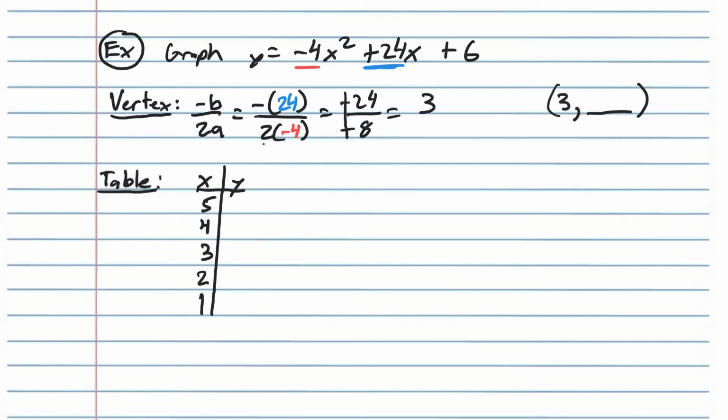Okay, so let's start off with that vertex. So if we're plugging in 3, we're using that original equation up top. So it would look like this. Negative 4, parentheses, squared, plus 24, parentheses, plus 6. Let's go ahead and plug in 3. Okay, so you have to write that down to get credit.